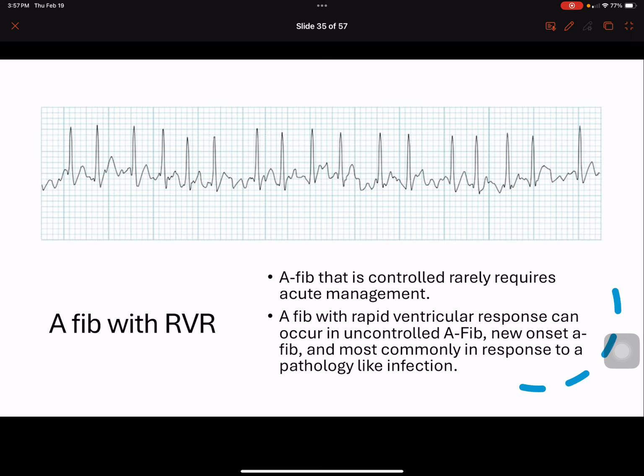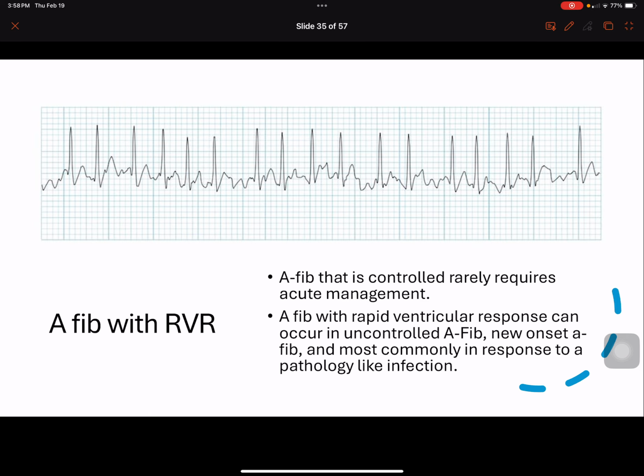And AFib with RVR, this is where we generally intervene in the emergency setting with AFib. Most AFib rhythms that we see are incidental, and we're like, cool, the patient's in AFib. Hope they're on anticoagulants. Do they have a history of it? Is there anything that could be causing this? Those are the kinds of questions we're going to ask. But AFib that's rate controlled rarely requires any acute management.